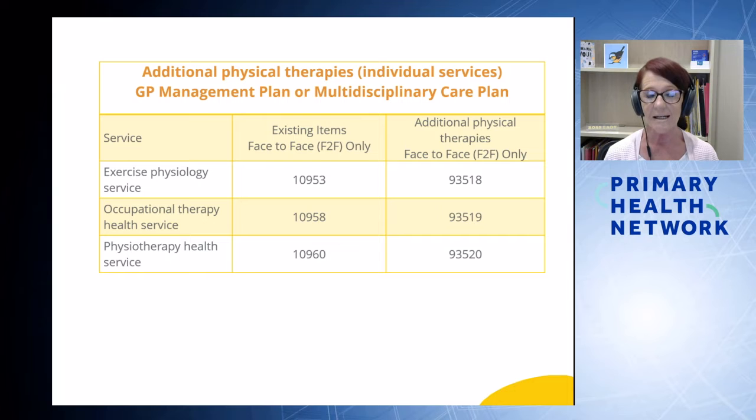And as you can see here, the item number is what's on the right-hand side of the screen. So existing item numbers are 10953 for EP, for example, but the new item numbers, which will be flagged as the additional 5, are 93518. I really hope it makes sense. It does to me now because I've been looking at it for quite a while, but I'm happy to take questions at the end if anyone's not quite sure.